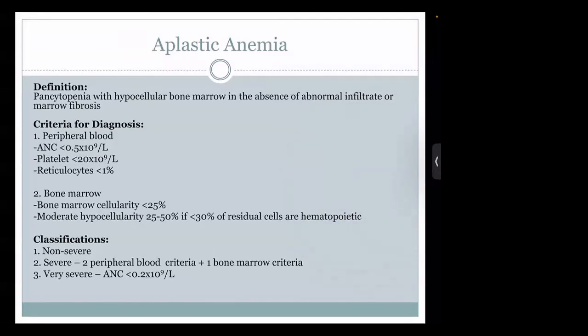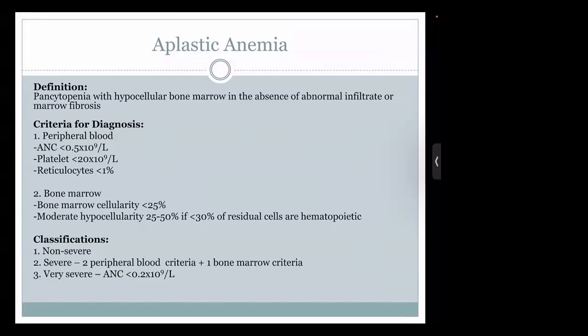It's either from peripheral blood or from bone marrow itself. From peripheral blood, ANC will be less than 0.5, platelet less than 20, and reticulocyte less than 1%. For bone marrow criteria, bone marrow cellularity has to be less than 25%, or moderate hypocellularity of 25 to 50% only if less than 30% of the residual cells are hematopoietic.